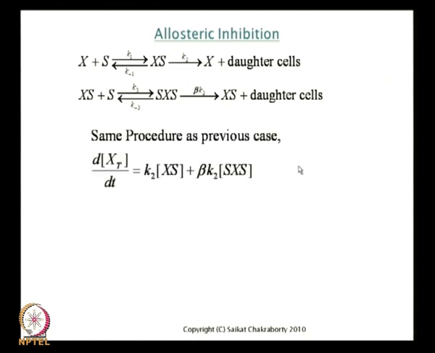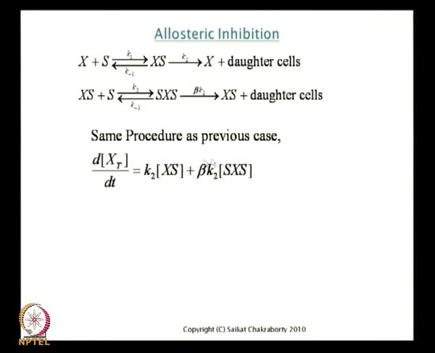Okay. So, the procedure is the same as before. The only difference is that del T of x t is K2 times XS plus beta K2 times XS2. We could call it K3 or K4 also, but we just call it beta K2 for the sake of algebra. Is that clear? I think there is nothing hard in it.